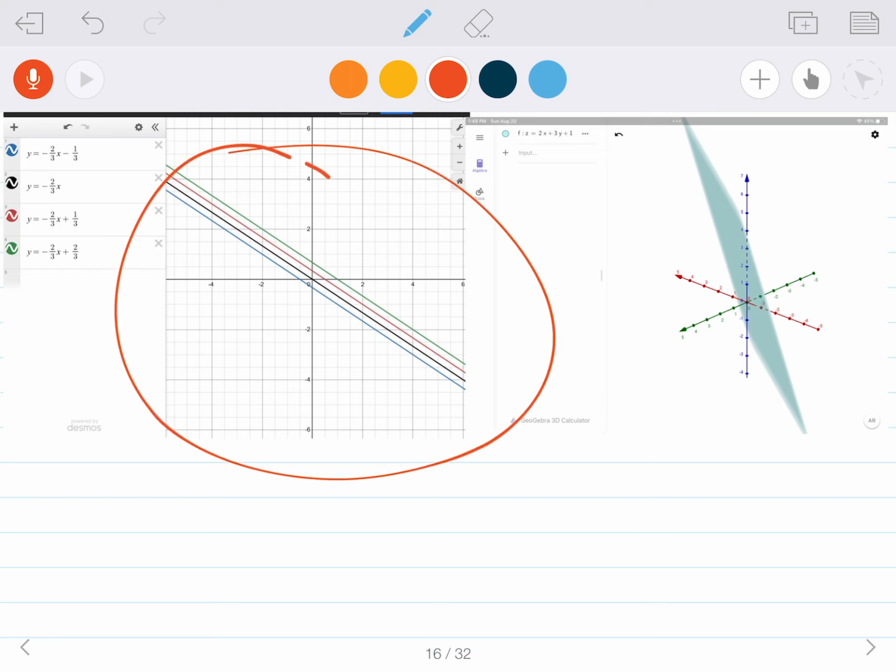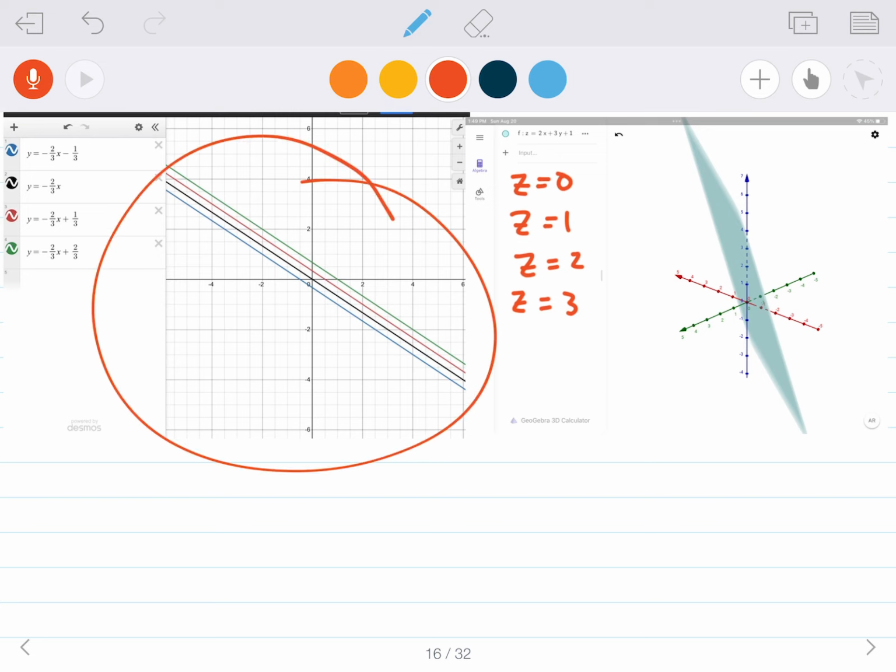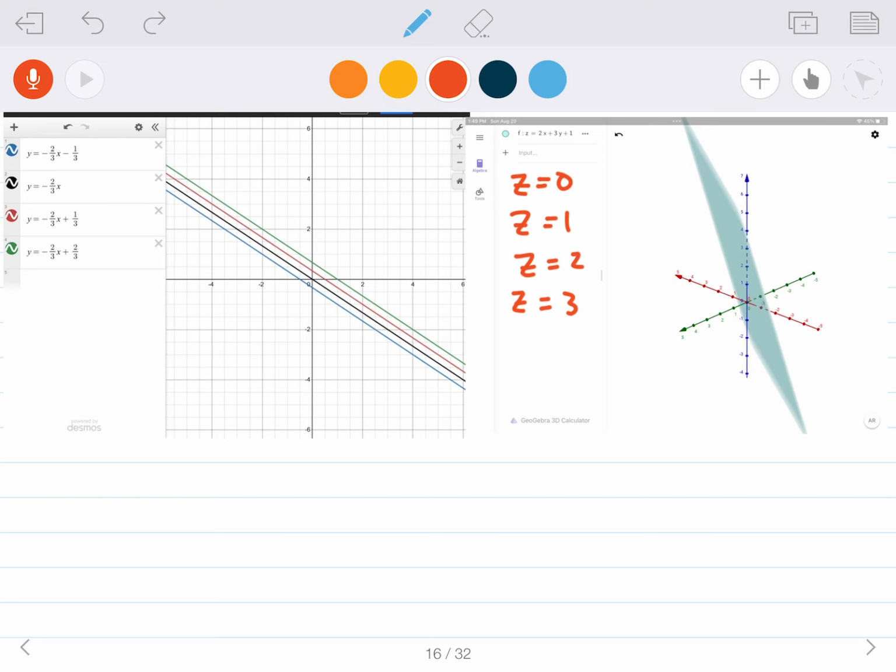So this is our contour diagram, and this is our plane in GeoGebra. I encourage you to look at each of these intersections. So the first one we said was z equals 0, or k equals 0, z equals 1, z equals 2, and z equals 3, and check out those intersections and verify that they correspond to each one of these lines that we have here.